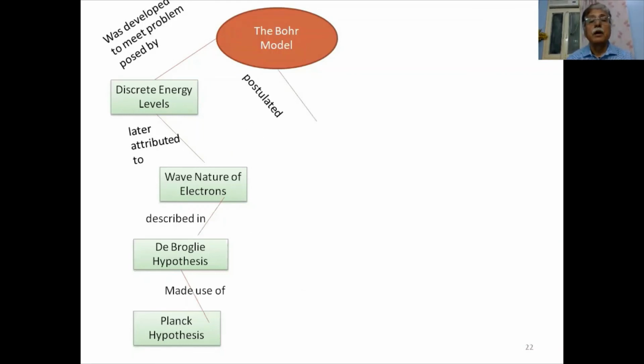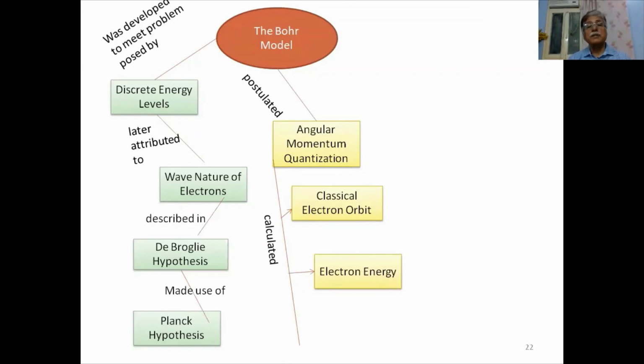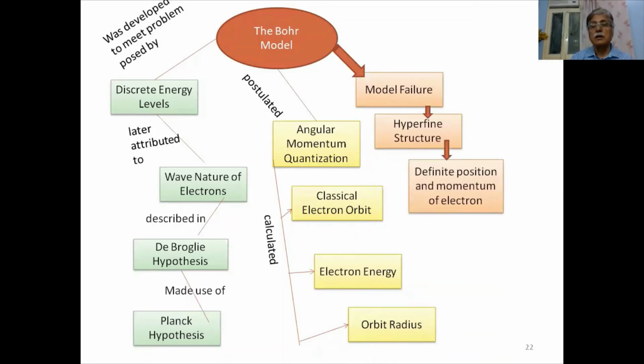Similarly, what did the Bohr model postulate? Angular momentum quantization. What did the Bohr model calculate? It calculated the classical electron orbit. It calculated electron energy. It calculated orbit radius. Then we have the Bohr model's failure. Why did it fail? Because it could not explain the hyperfine structure of the spectrum, of course.